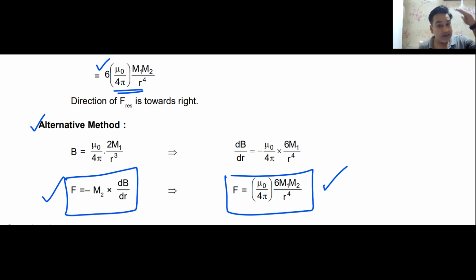The only thing is, instead of mu naught by 4 pi, mu naught is in the numerator, so epsilon naught will come in the denominator. So the answer for electric force between two dipoles, if they are kept like this, will be 1 by 4 pi epsilon naught times 6 m1 m2 divided by r raised to the power 4. Remember, it is inversely proportional to r raised to the power 4. Instead of M1 and M2, you can write P1 and P2, where P1 and P2 are the electric dipole moments of the two dipoles.